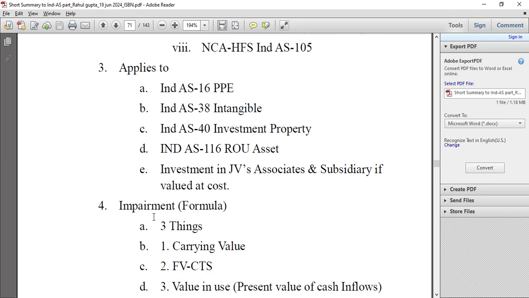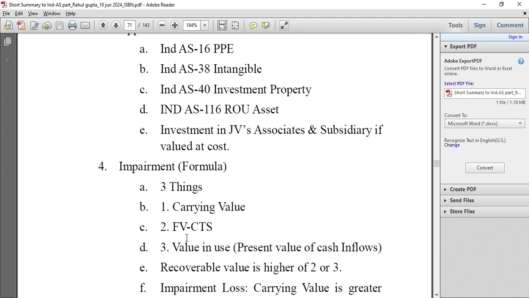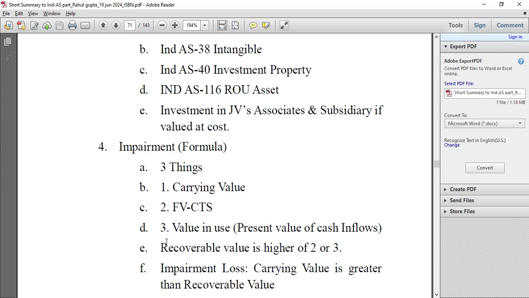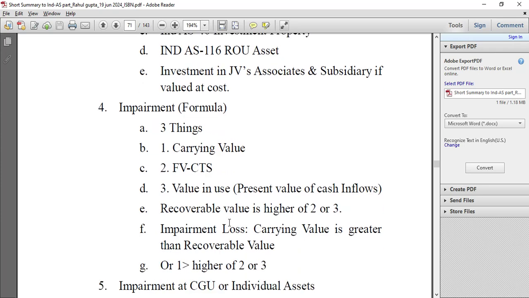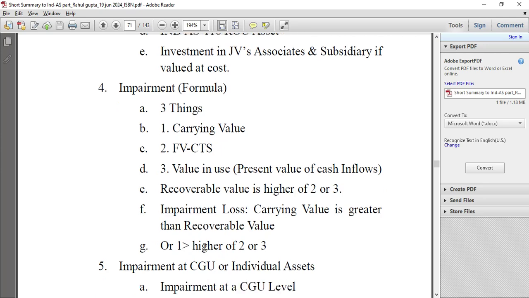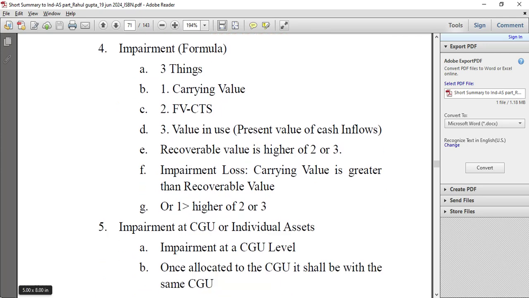Impairment formula: three things: carrying value, fair value less cost to sell, and value in use. Recoverable value is the higher of 2 or 3, that is, fair value less cost to sell or value in use. Impairment loss is when carrying value is greater than recoverable value, that is, 1 is greater than the higher of 2 or 3. So that is impairment.